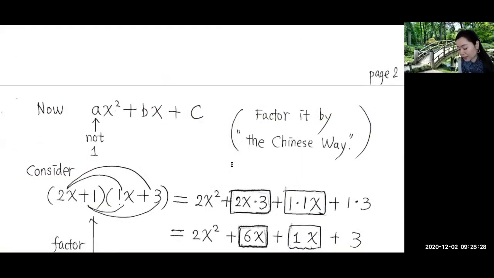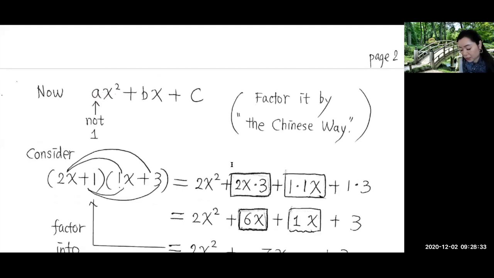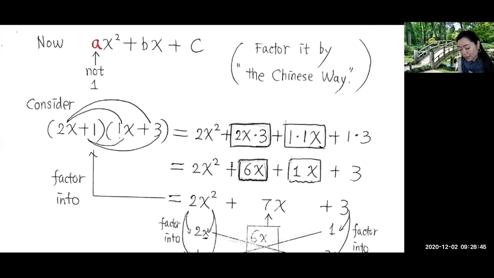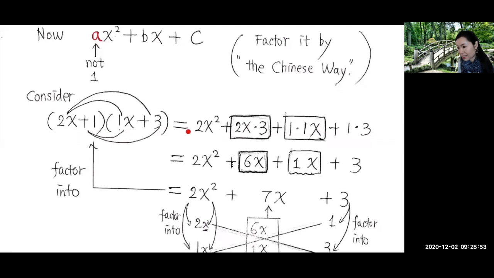Try and error factoring of this kind of trinomial where the leading coefficient is not 1. I'm trying to explain how the process goes. Let's discover this together. So I have this binomial times this binomial, 2x plus 1 times x plus 3. I'm going to multiply this out.